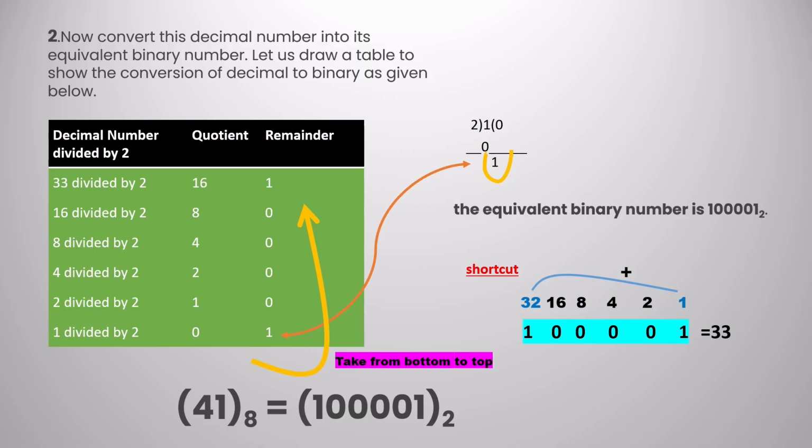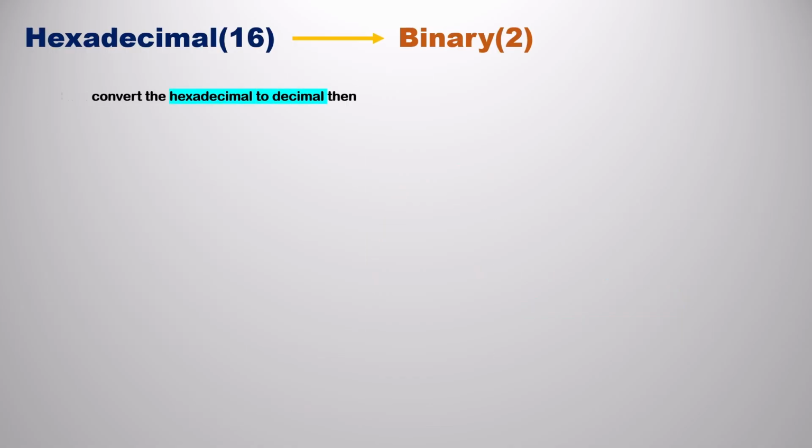As in the last video, the shortcut is also written there. We write all the powers of 2 starting with 2 power 0 as 1, incrementing: 2 power 1, 2 power 2, 2 power 3, 2 power 4, 2 power 5. What do we have to add to get the sum of 33? That is 32 and 1. So put 1 in those places and 0 in all the rest. That is our final output, and we can confirm with that also.